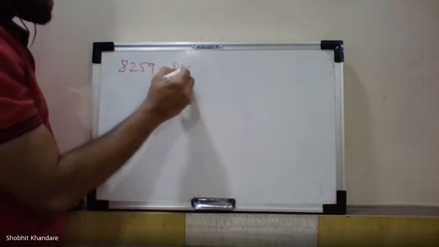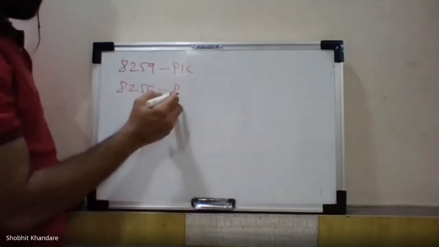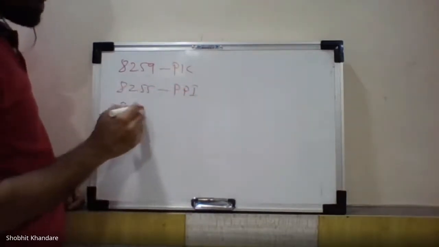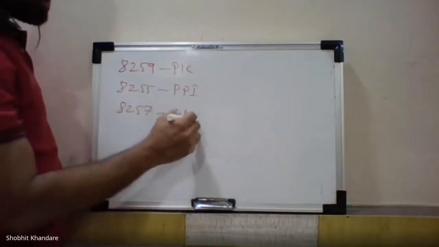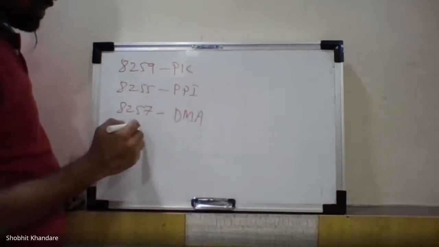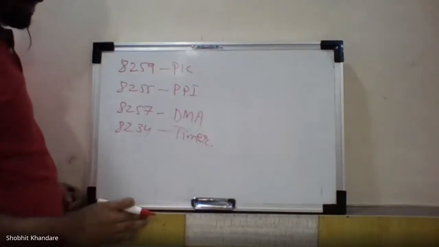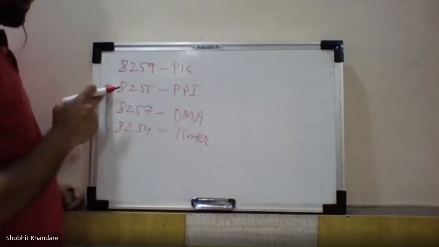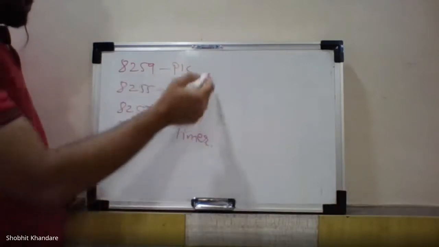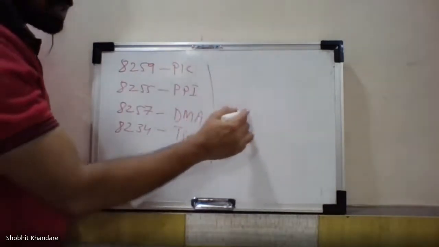That is your PIC. Then you have 8255, your programmable peripheral interface, that is PPI. Then you have 8257, your DMA, that is direct memory access. Then you have 8234, that is a timer. So these are the ICs we have to study, and their interfacing with 8086.